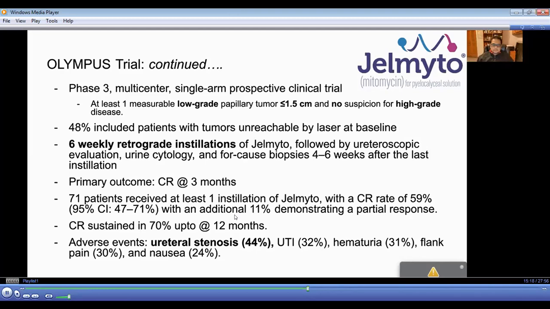I think the best way to administer this is through a percutaneous nephrostomy tube, which is an alternative to having a stent in place or doing retrograde manipulation of the upper urinary tract.